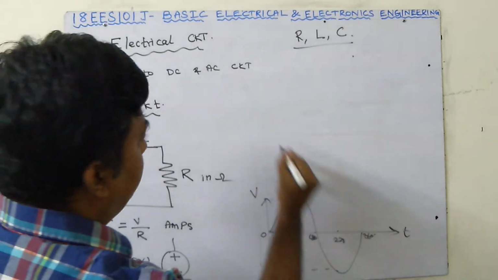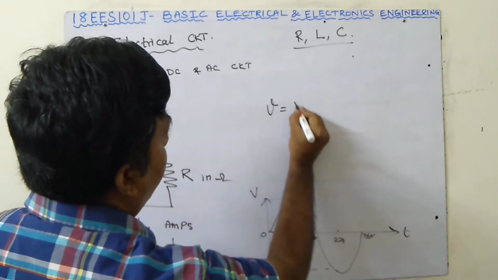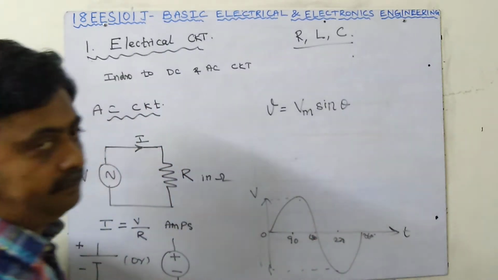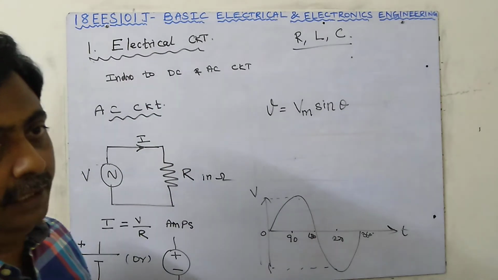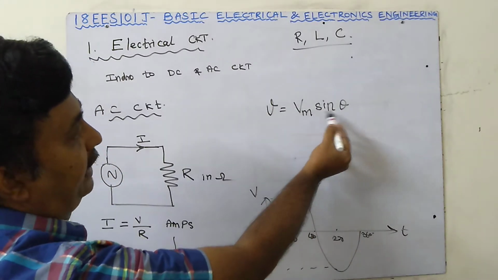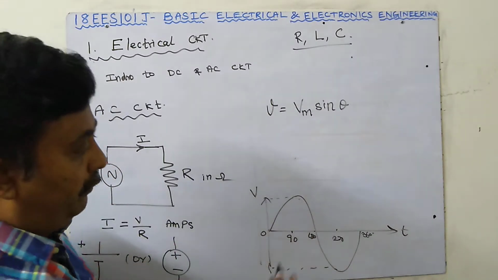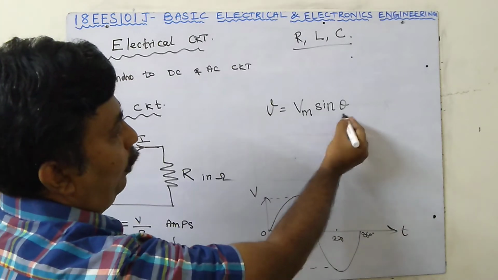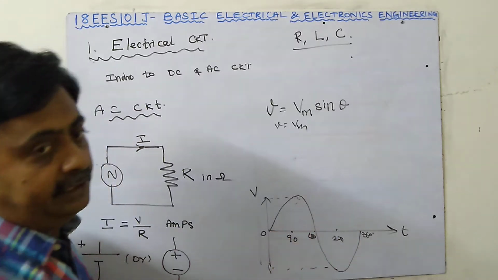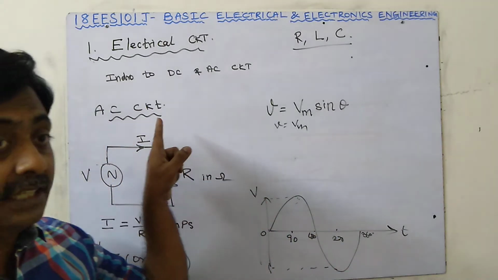Here the instantaneous value V is given by Vm, maximum, into sin theta or sin omega t. When theta equal to 0, what is the value of V? When theta equal to 0, sin 0 will be equal to 0, voltage will be 0. When theta equal to 90 degree, V will be equal to Vm. So it is continuously changing. It is not constant like our DC.